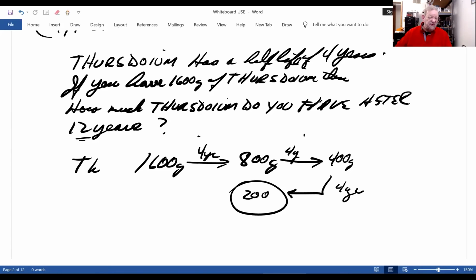Now, if I give you 3.5 years, or say after 7 years, then you'd have to use the formula. Dr. White doesn't remember that formula. Anyways, you round it off. And that's half-life.